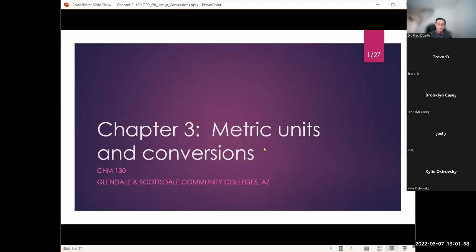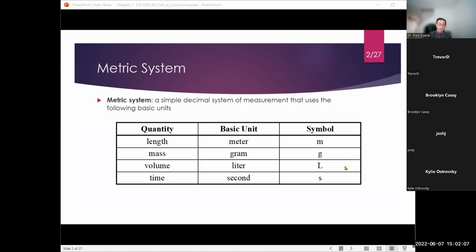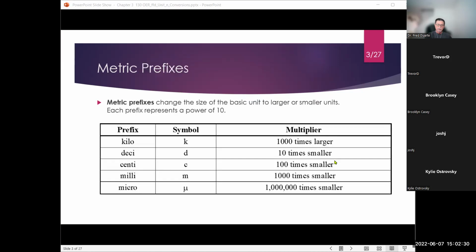so let us get into this. All right, factors. Some of this we already talked about, but we'll go over it a little bit. Okay, we talk about the basic unit and the symbols for length, mass, volume. Time, we didn't talk about time, but it's pretty simple. The basic unit is a second. Okay, so we got lowercase m for meters, lowercase g for grams, uppercase L for liters, and lowercase s for second, okay?